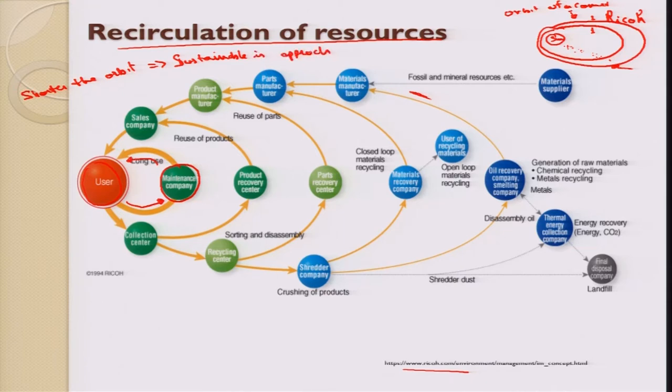I have put: shorter is the orbit, sustainable is the approach. Like when you purchase a car, after 5,000 kilometers you have to get your car serviced. That is maintenance. That is known as preventive maintenance. We have three kinds of maintenance: preventive maintenance, corrective maintenance, breakdown maintenance. These are the three major kinds. However, there are certain other kinds as well.